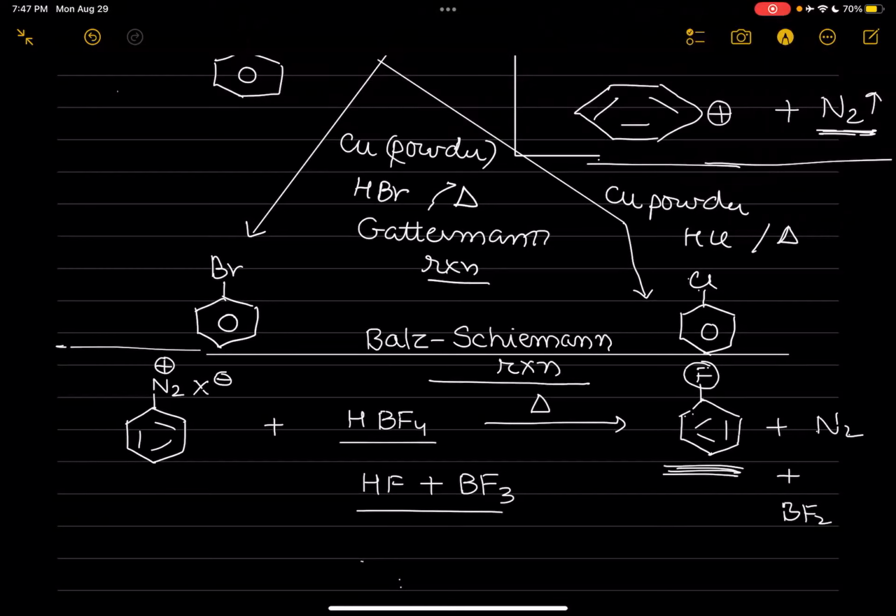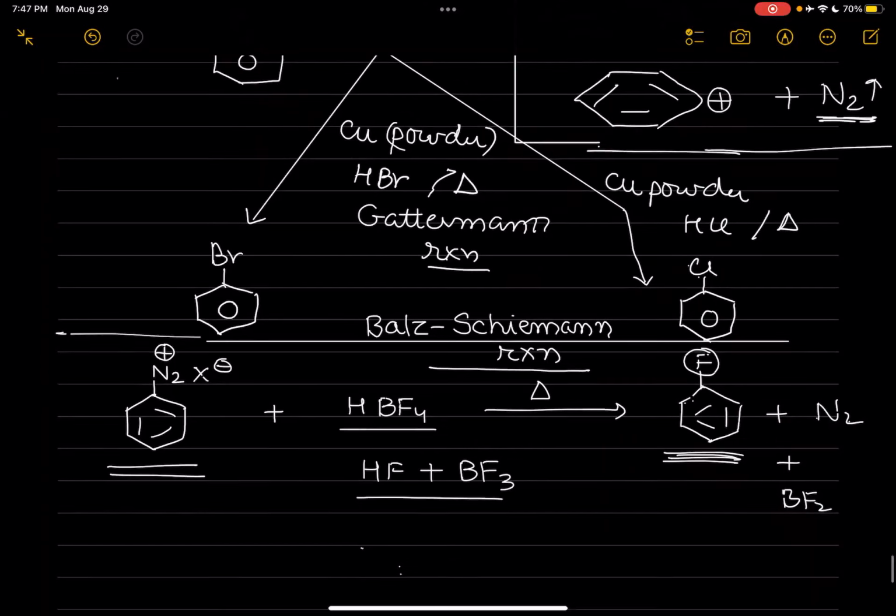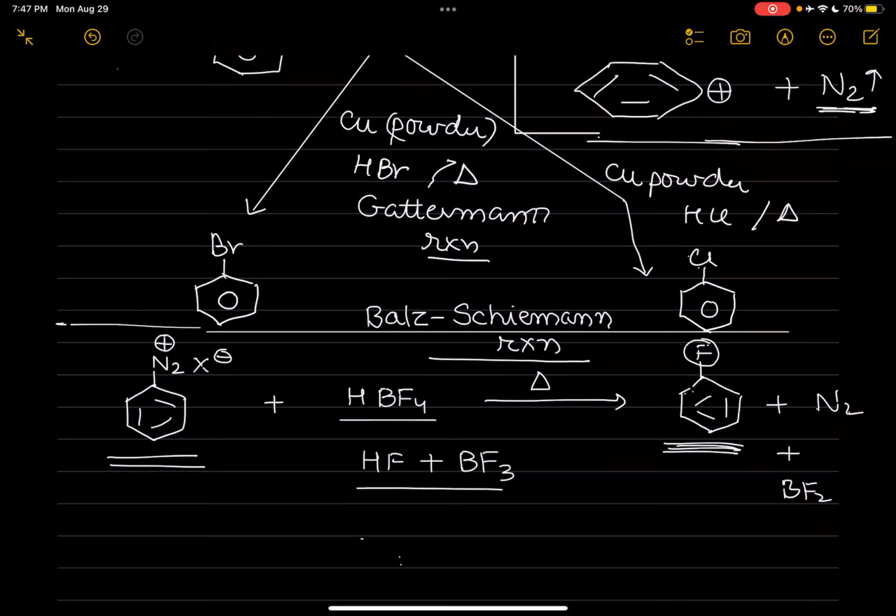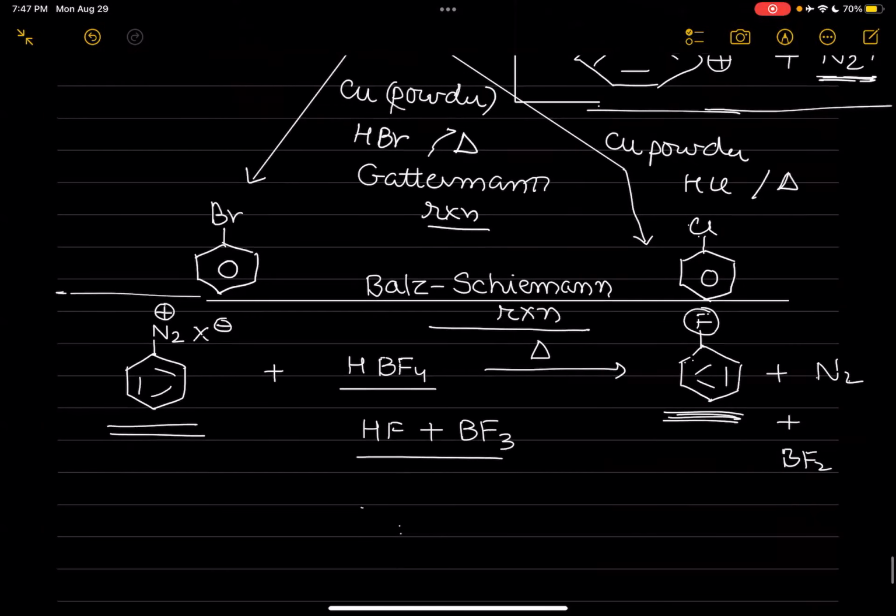This is a way to prepare fluorobenzene, and that is via diazonium. If this diazonium is given to you directly, well and good. And if it is not given directly, you need to prepare it from benzene. Benzene, nitration, nitrobenzene, reduction, aniline, NaNO2 plus HCl, diazonium, and if you treat diazonium with HBF4, then you will get fluorobenzene. This is the Balz-Schiemann reaction, okay.